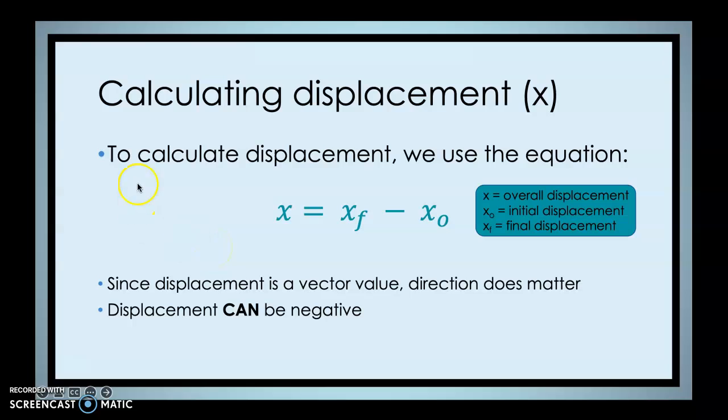Displacement is going to be different because direction does matter. And also, since direction matters, we can also have a negative displacement. Now, when we are given positions, we are going to use this equation: Δx, which is overall displacement, equals xf, our final position, minus xo, which is our initial position.